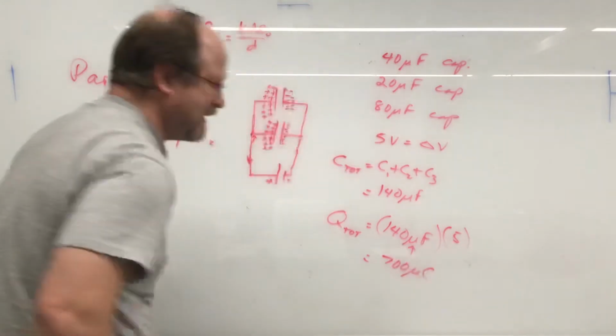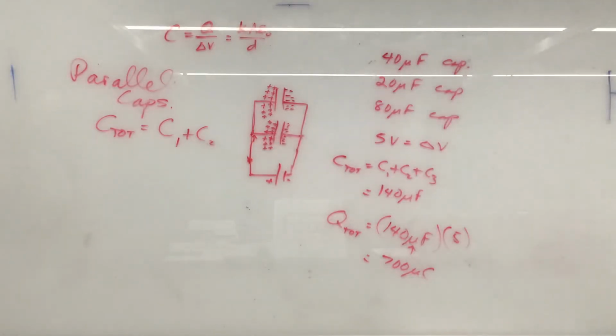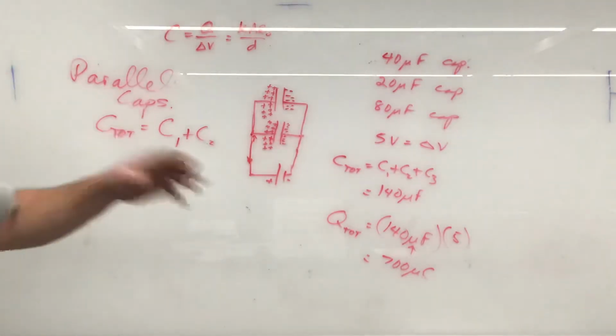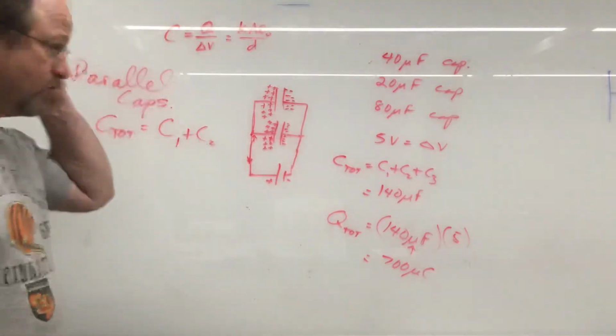And again, I don't always have to write this out as 10 to the minus 6. I can see that if it's microfarads and if the volts are just normal voltage, then it's going to be microcoulombs, and vice versa.